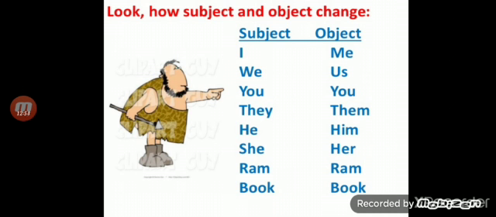Okay guys, up to this we'll finish voice in part 1. Let's see in part 2 how we change these sentences from active into passive voice in tense forms. Okay, thank you.